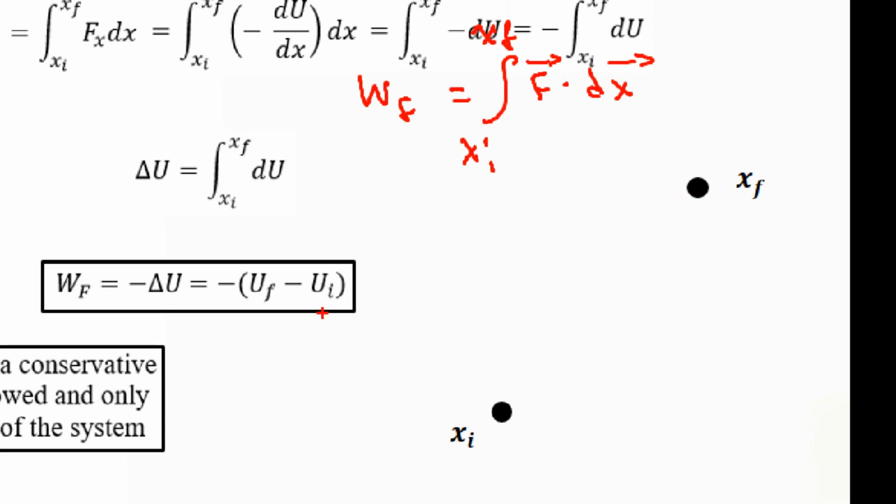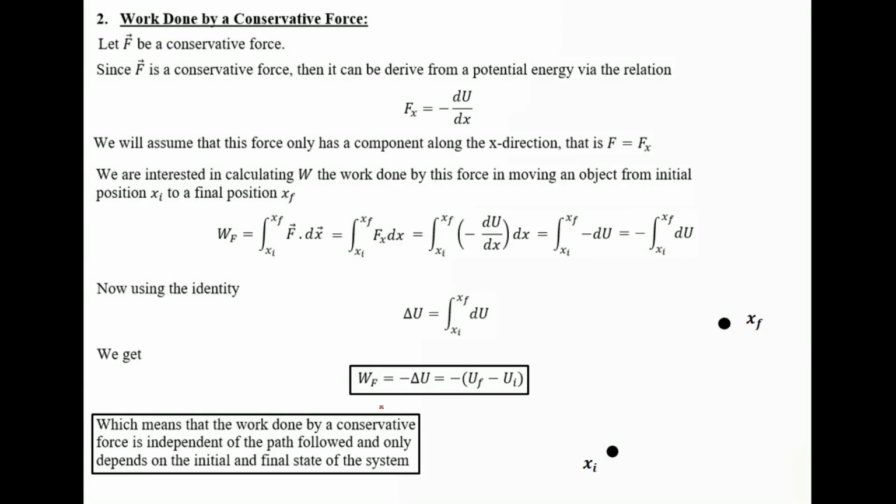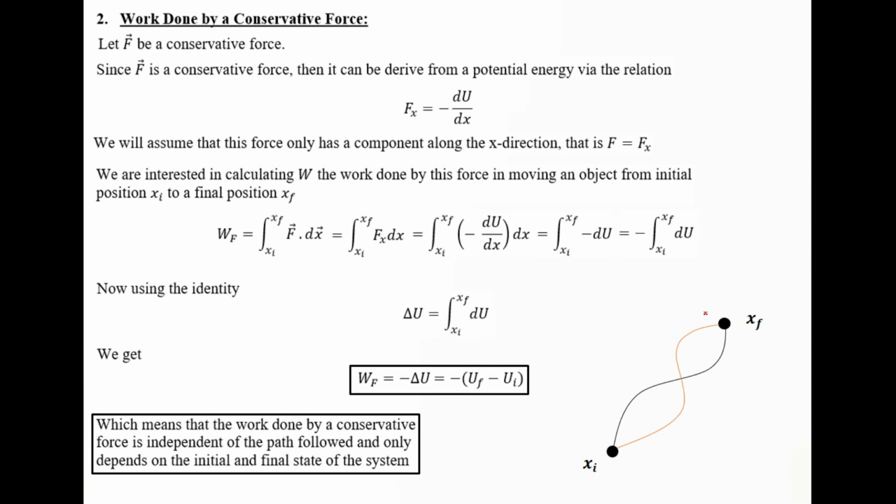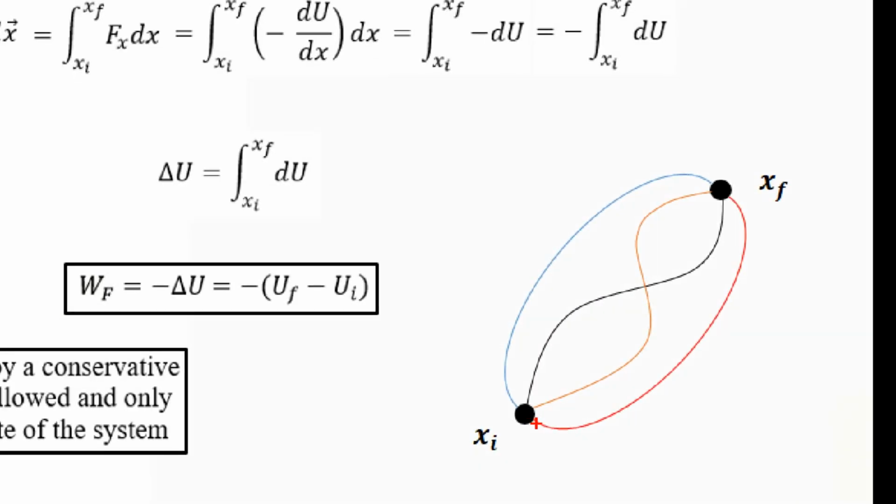However, in the case where the force is a conservative force, the work done by this force is independent of how we go from the initial position to a final position. So let me say that this is a path going from the initial position to a final position, and this is another path, this is another path, this is another path. In brief, we can take an infinite number of paths that relate the initial position to the final position, along which we can calculate the work.